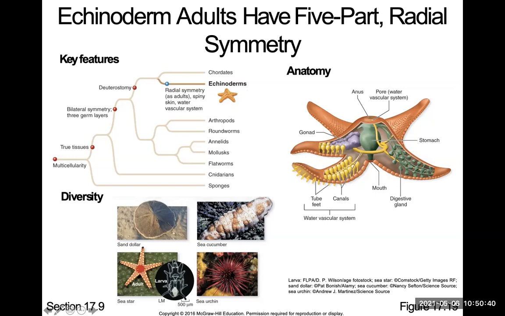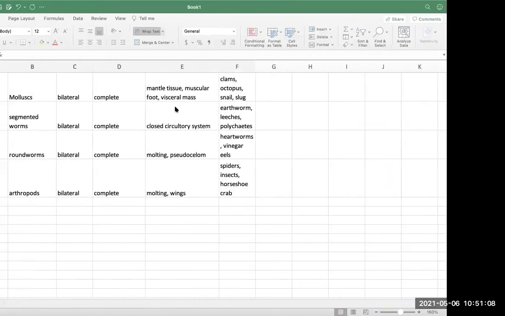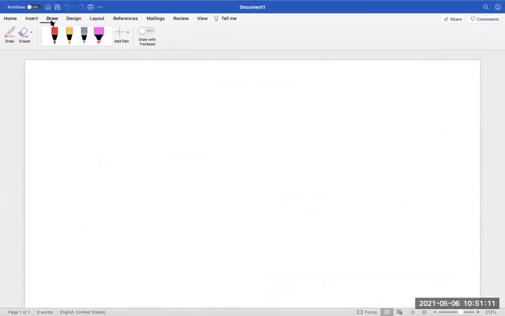Now I want you to take a look at this and tell me, do you think it has radial symmetry? Do you agree that it has radial symmetry? So take a look at it. George said yes. Chris said bilateral. So let's take a look at that. I'm going to try to draw it.